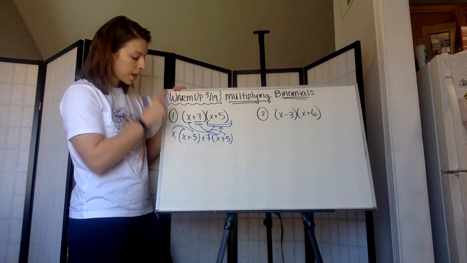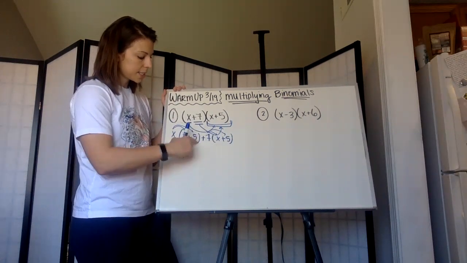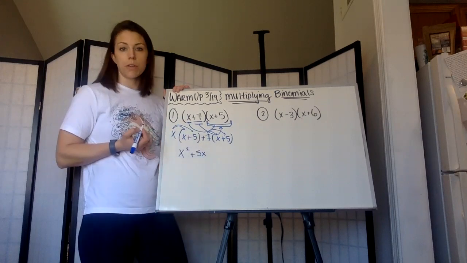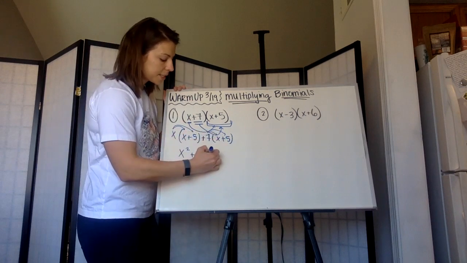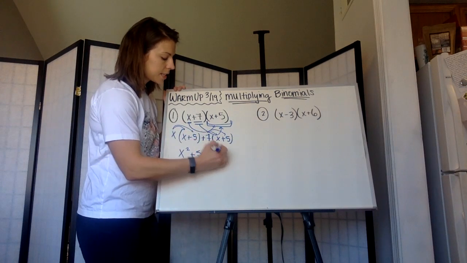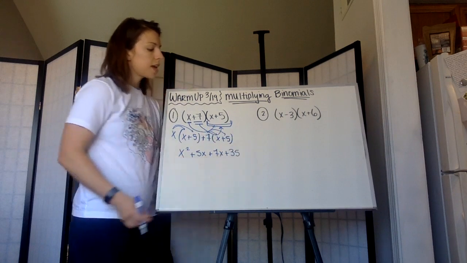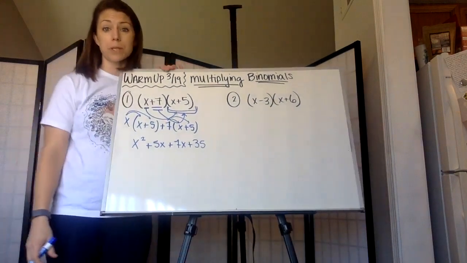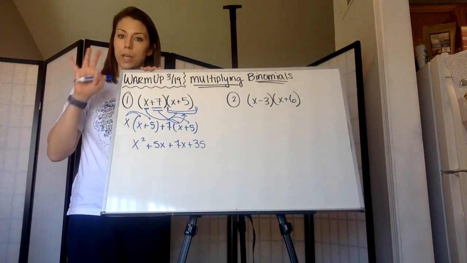So here we go. x times x is x squared. x times a positive 5 is a positive 5x. So our first distributing is done. Positive 7 times x is a positive 7x, and positive 7 times 5 is a positive 35. Now, if you remember, 90% of the time when we multiply two binomials, your answer is going to be a trinomial, which means 3 terms.